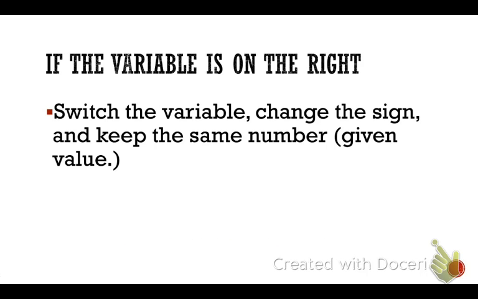Example. Okay, so if the variable is on the right, then we have to switch the variable and switch the sign around and then keep the same number or whatever value is given. Okay, so what does that look like?